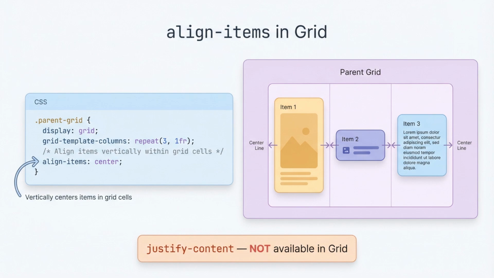However, the instructor makes an important distinction. Justify content is a Flexbox-only property. In Grid, you don't get justify content. So align items works, but justify content does not. Keep that difference in mind.